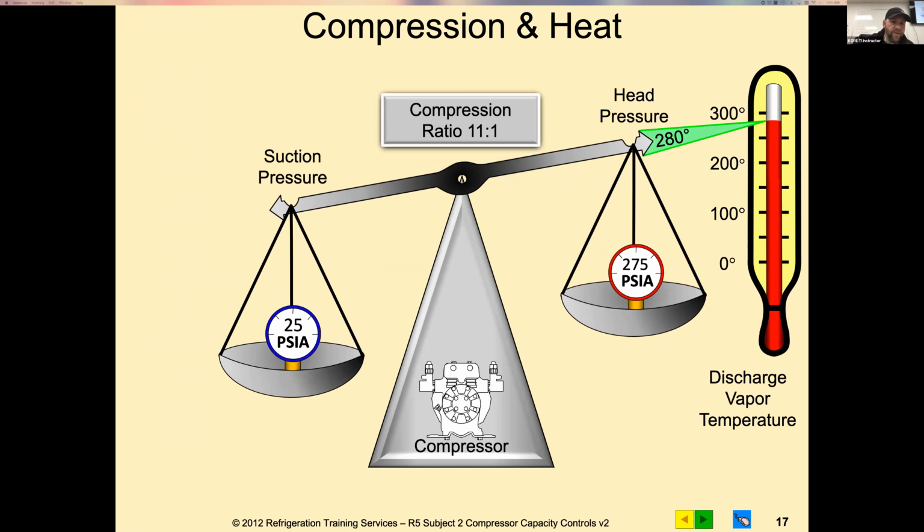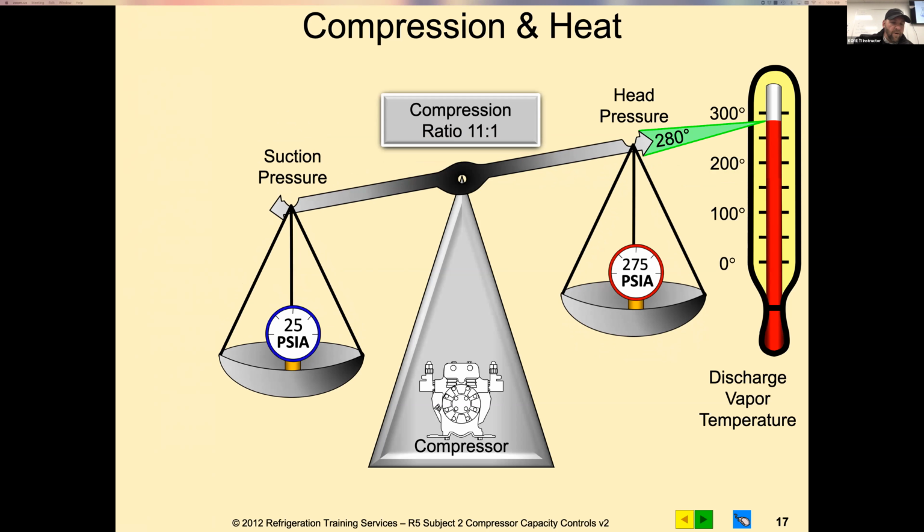If you drop your suction pressure and don't do anything with your discharge pressure, so down to 25, you go from 3.3 to 11 to 1. Remember, the pressure doesn't change. So if you're gauged up to it, your pressure is going to stay at 275, but your actual temperature is going to change, because you're absorbing too much heat and you don't have enough vapor there. So that's what's going on.